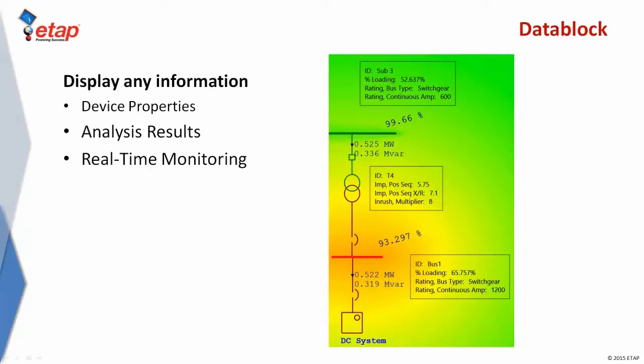We have created the data block so that users can select from any property or result within the database to display on the one-line diagram. Also, if you are using ETAP real-time, you can select which tags you would like to display so that you can customize which real-time monitoring points you want to view on the one-line or any operator display screen.